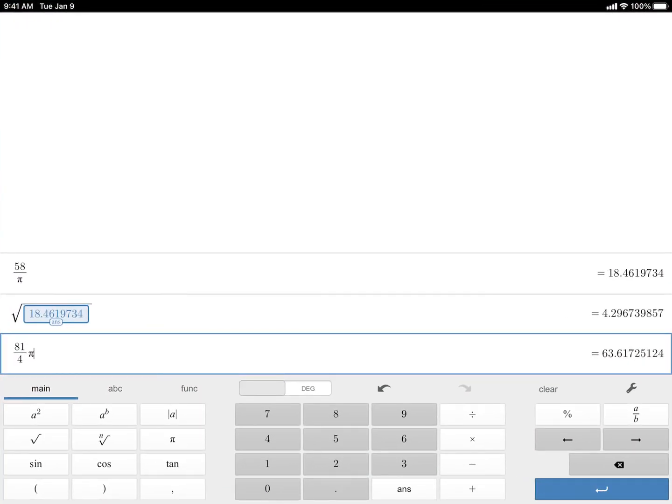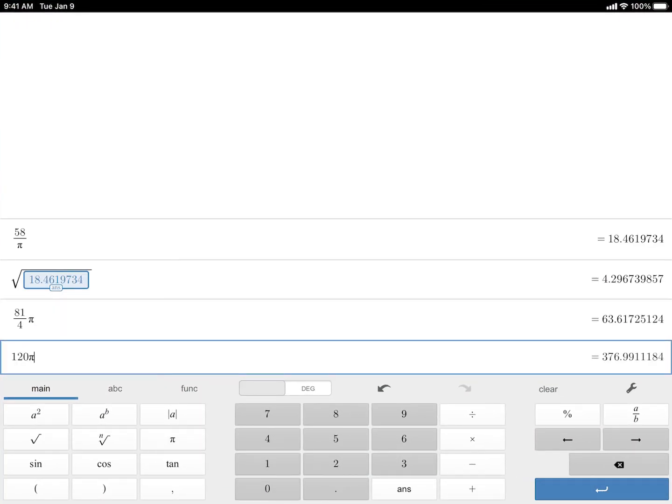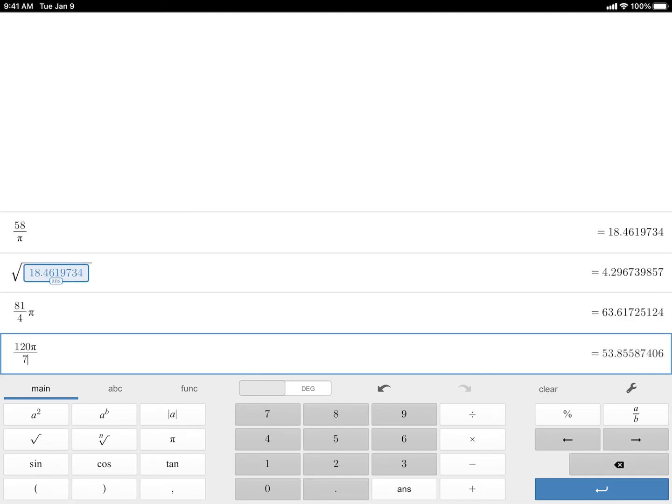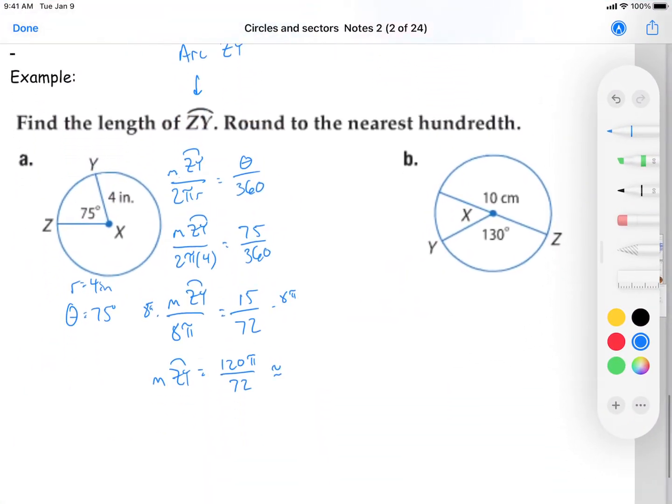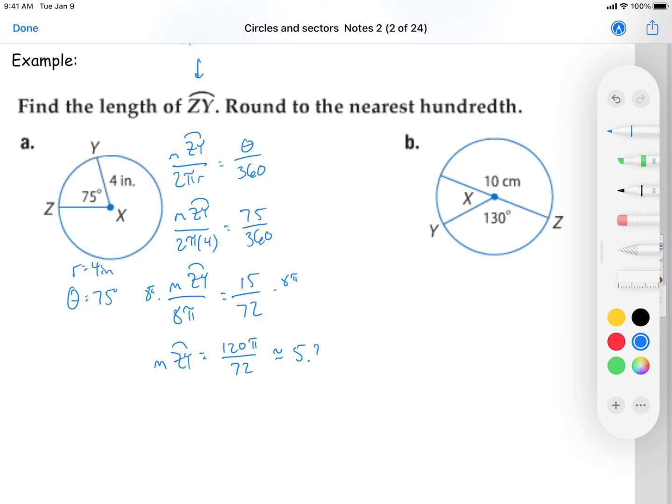Now I know that doesn't mean much to you guys, so we're going to estimate it as 120 pi divided by 72, which is about 5.24 inches. And that's how we can do that. I'm going to give you about 3 minutes, and I want you to try and do B on your own.